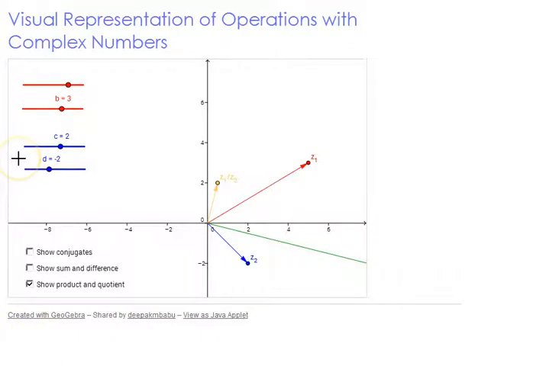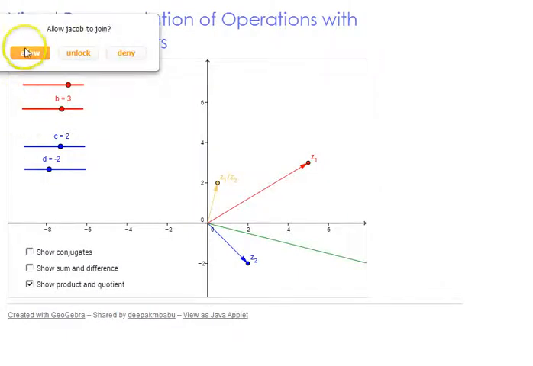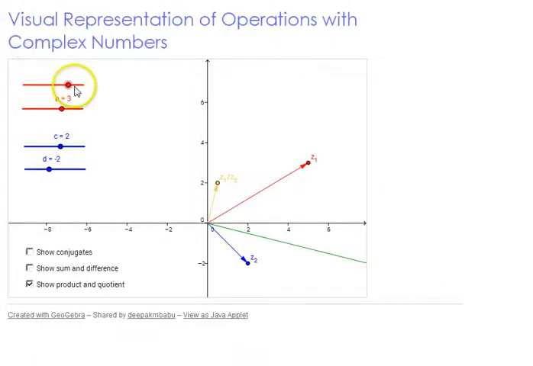Okay, so what we are doing is seeing how these various operations can be visualized using this kind of graphical representation of complex numbers. What we're going to do is vary a and b, c and d, and then see how we are actually getting the various numbers.